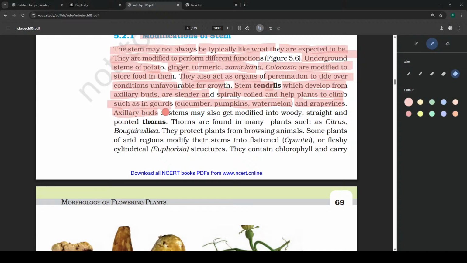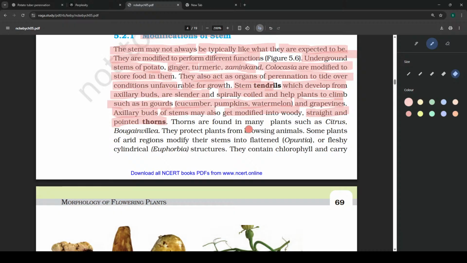Axillary buds of stems may also get modified into woody, straight, and pointed thorns. One more modification of the axillary buds can be tendrils, which help in climbing. They can also get modified into woody, straight, and pointed structures, basically thorns.